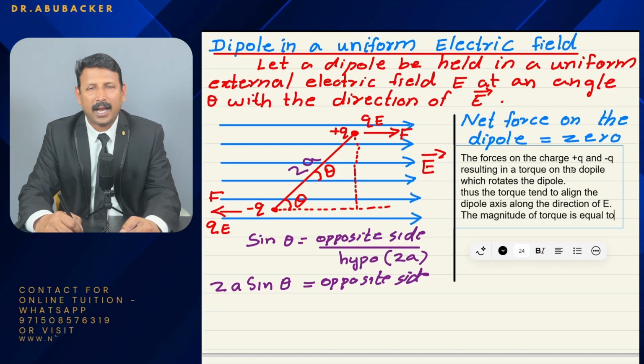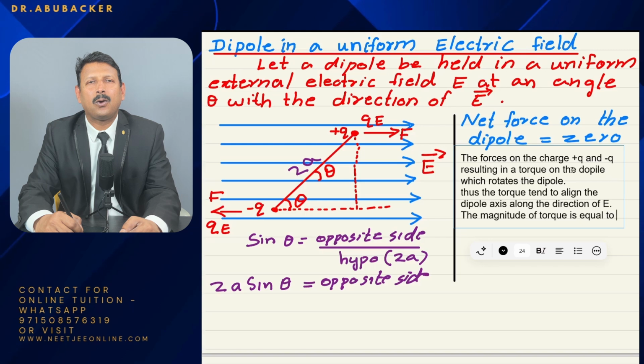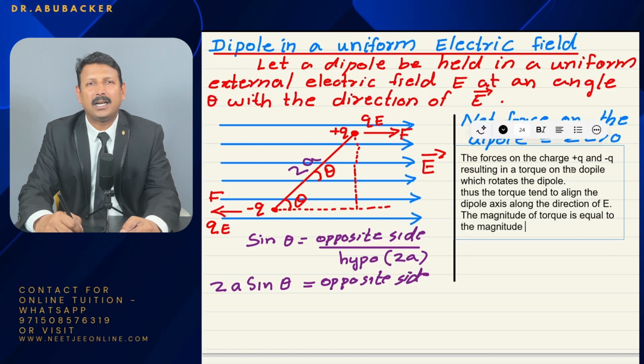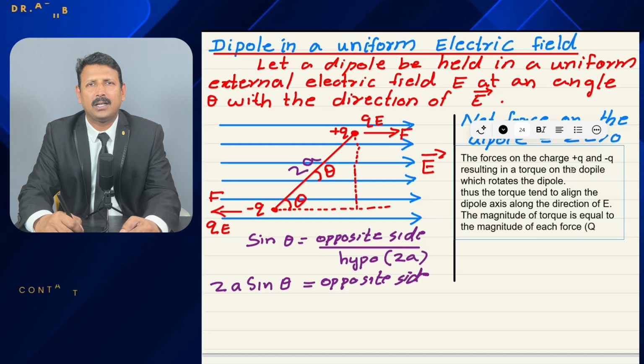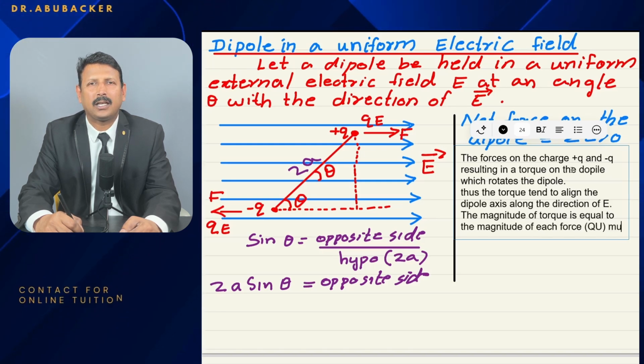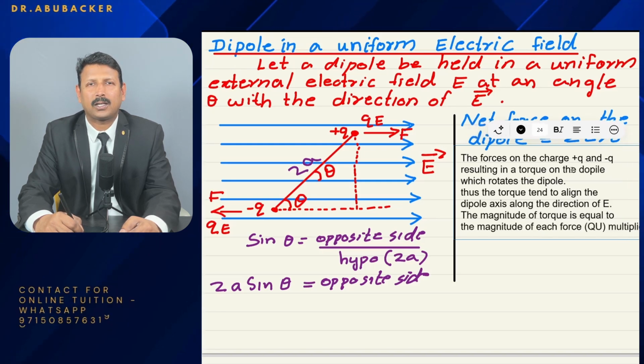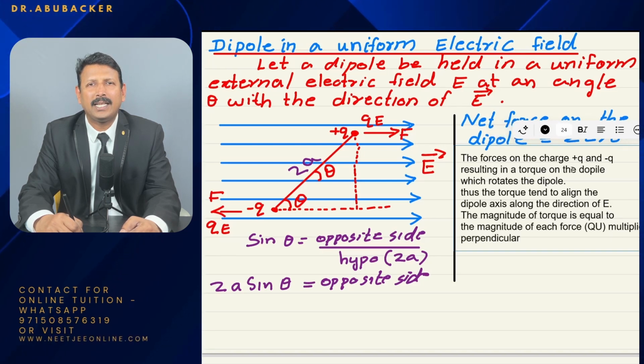Because of the torque acting on the dipole, this dipole will try to turn and will come parallel to the axis of the electric field. So the magnitude of the torque is equal to, equation for torque I am going to say, the magnitude of each force.